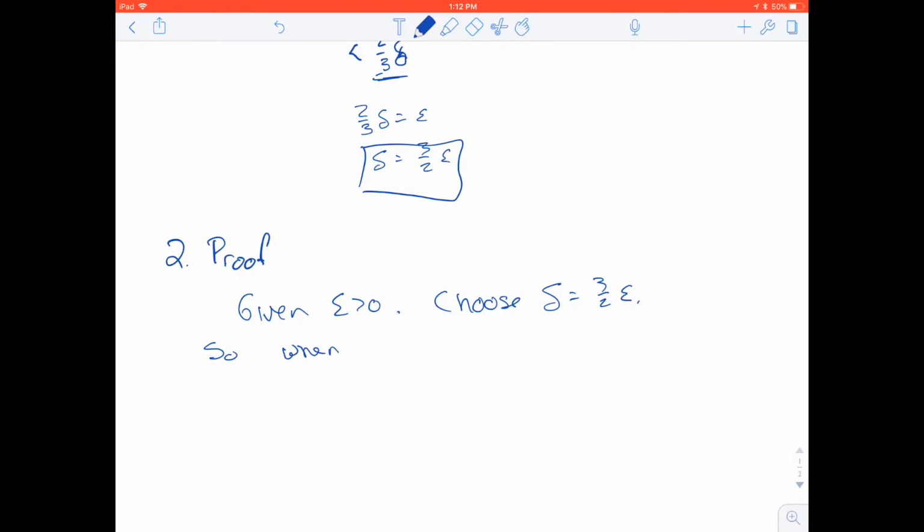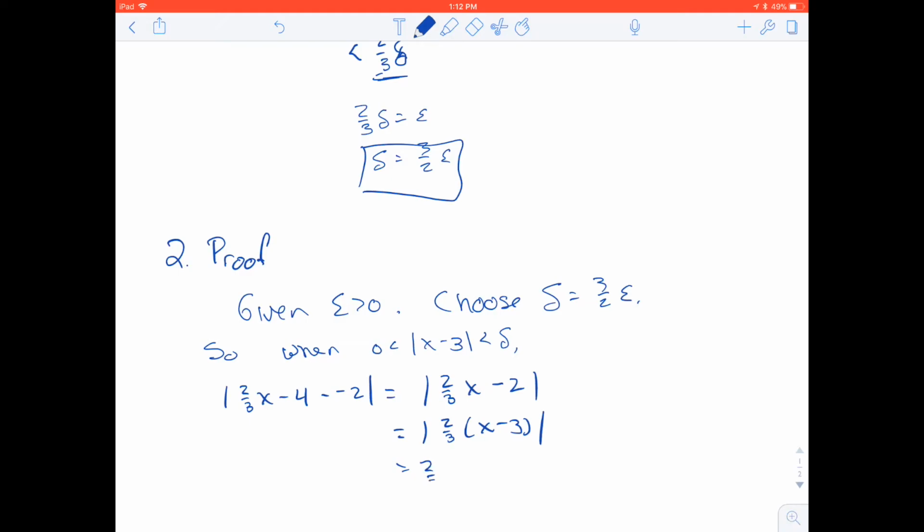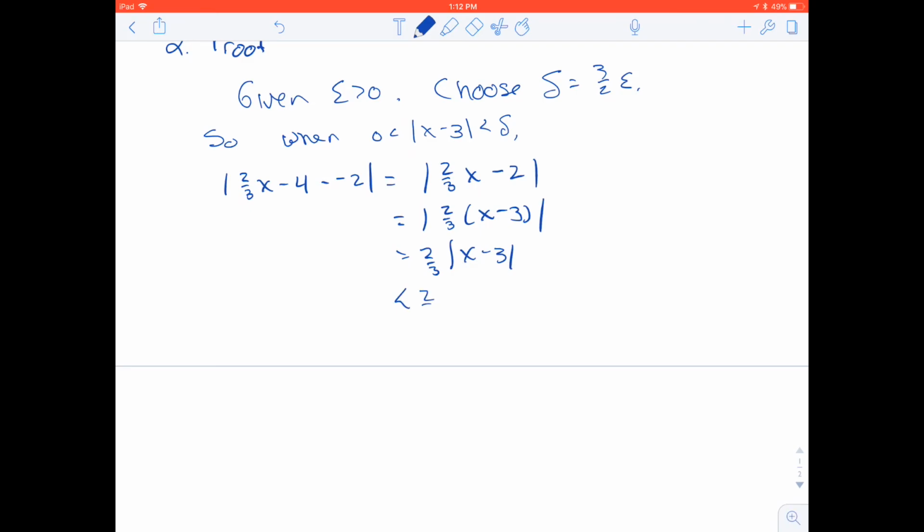So when 0 is less than |x minus 3| is less than delta, |2/3 x minus 4 minus negative 2| is equal to |2/3 x minus 2|, which is equal to 2/3 times |x minus 3| when we do that factoring again, which is less than 2/3 delta, which is 2/3 times 3/2 epsilon, which is equal to epsilon. And that completes our proof.